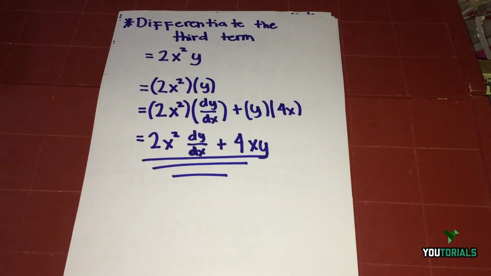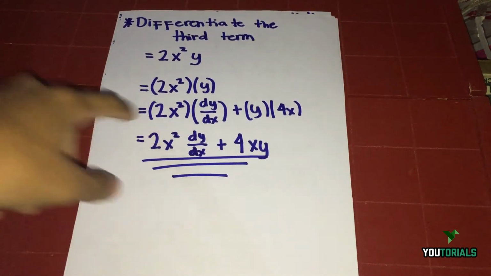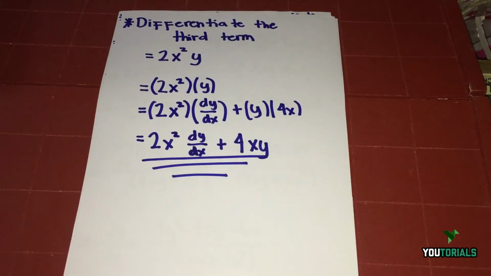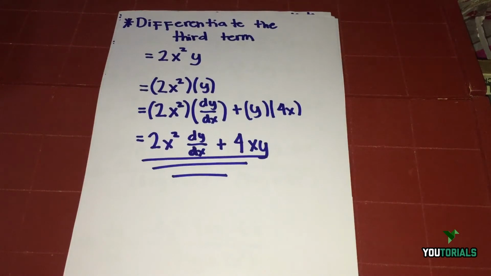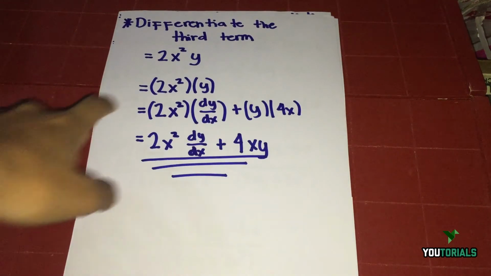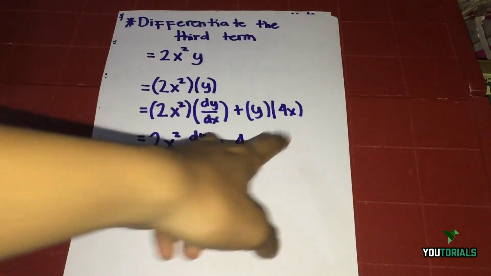Now the third term is like the second term, which is function times a function. We will use the product rule, like so. The f of x, which is 2x squared, just copy it. Then find the derivative of the g of x, which is y. We get dy over dx plus g of x, copy of the g of x, which is y. Then find the derivative of f of x, which is 2x squared. We get the answer of 4x.